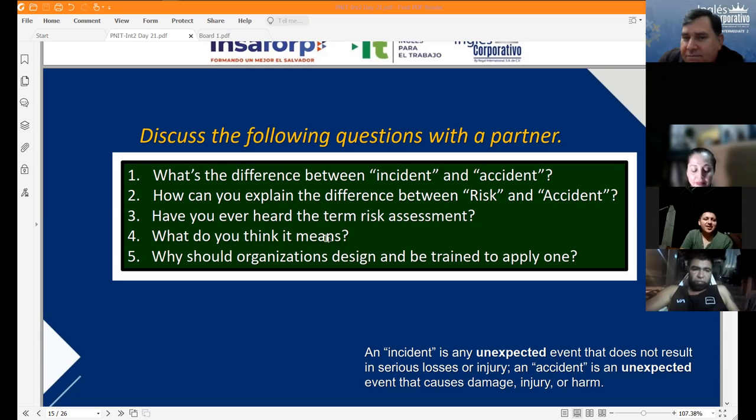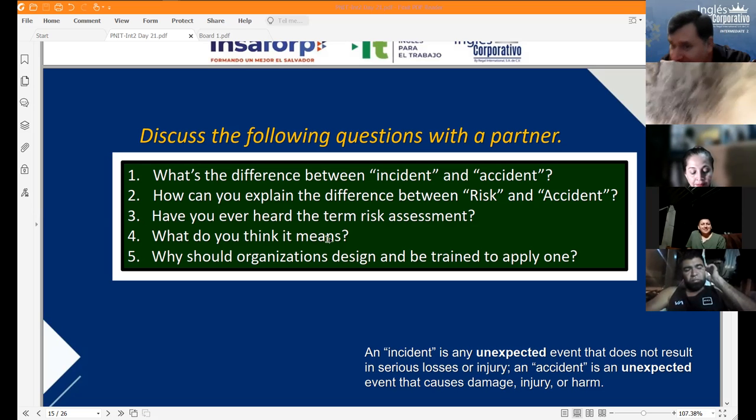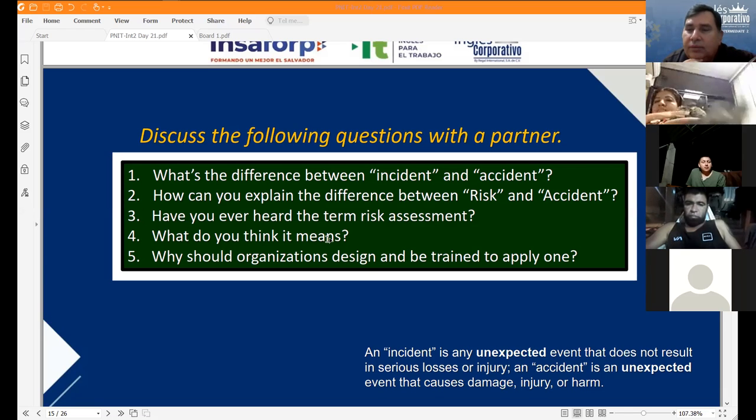For me, the difference between risk and accident is that an accident is something that happened, and a risk is something that could happen. An accident is something unexpected that causes loss, damage, harm, a waste of time. It is involuntary. A risk is a potential accident, something that may occur, with a high possibility of happening.